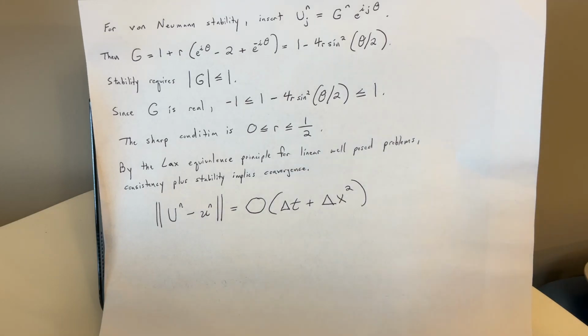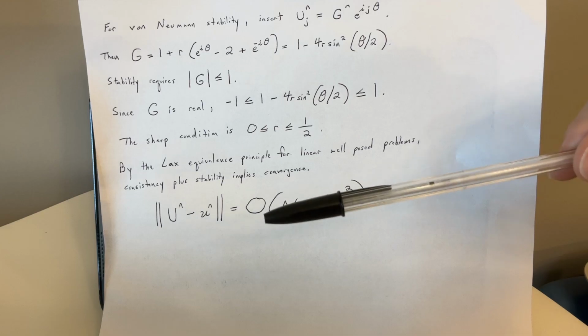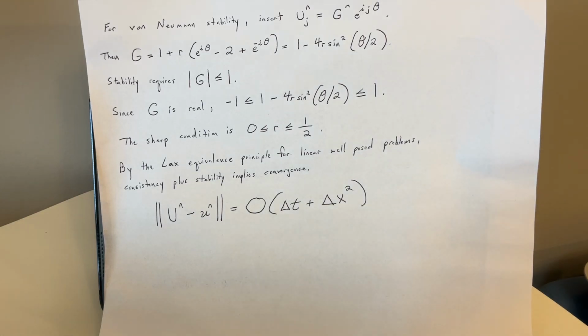And by the Lax equivalence principle for linear well-posed problems, consistency plus stability implies convergence. So the norm here of capital U to the n minus lowercase u to the n equals order delta t plus delta x squared. Okay, so that's number 1.